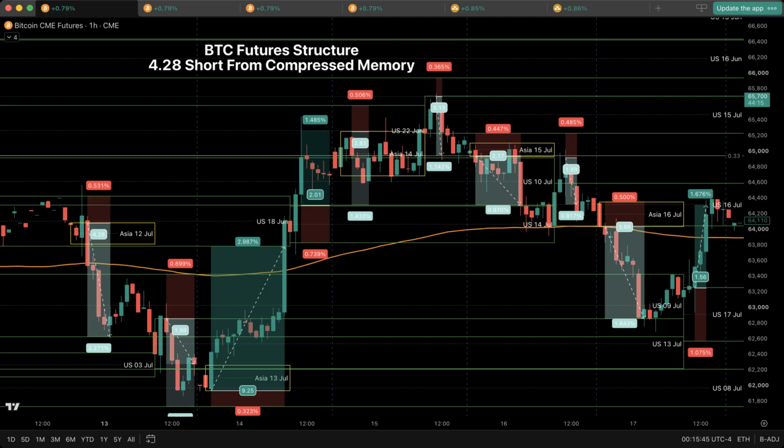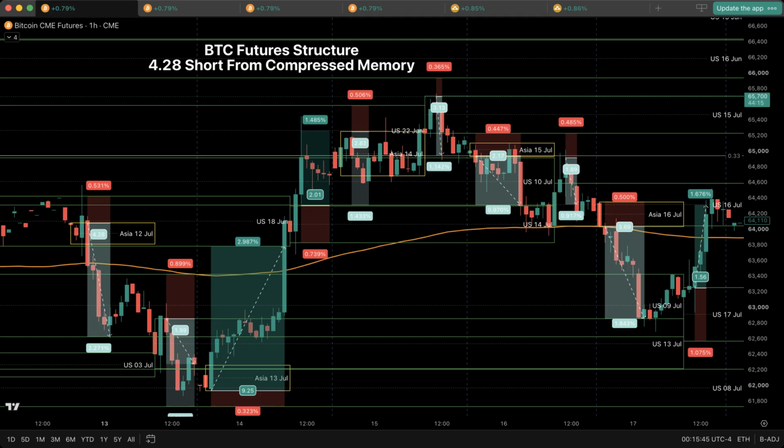Then, July 13th, Asia changes the entire week. The session forms compressed inside July 8th US memory. Price holds the lower side. It launches. It breaks July 13th US upper memory. It breaks July 9th US upper memory. It moves toward June 18th US memory. The long opens.